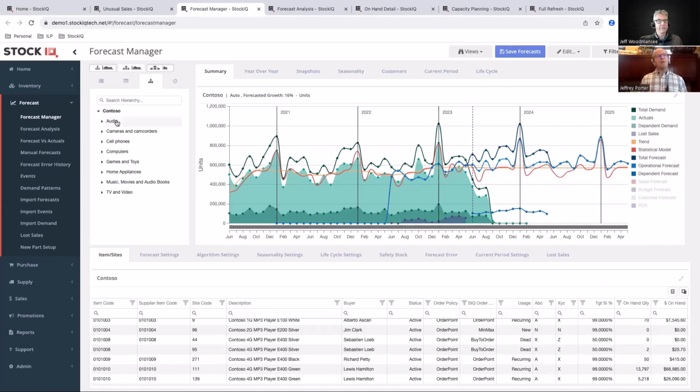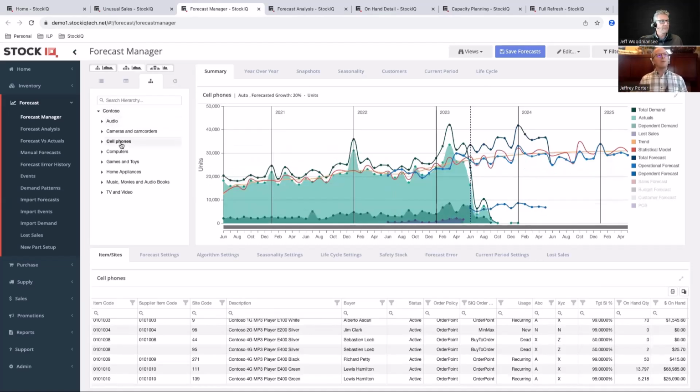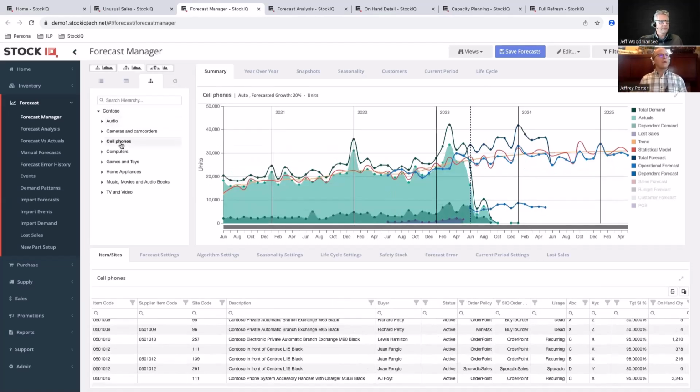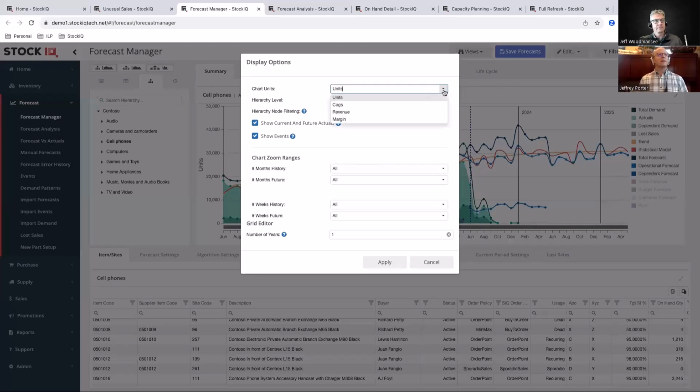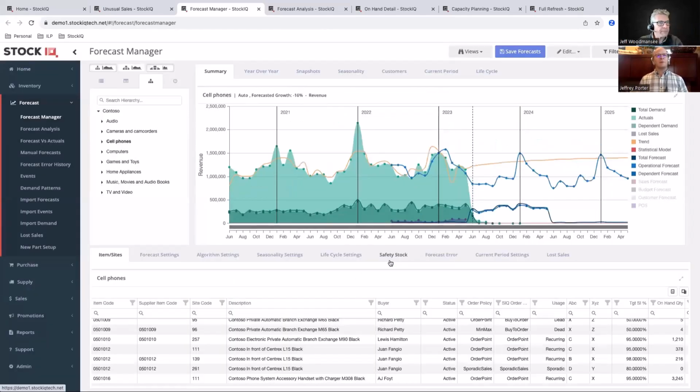Now, in that grouping, if I want to see what the overall total sales were in the trend, you can see forecasted growth up here for my cell phone category is sitting at 20%. I'm displaying in units, but I also have the ability to say, you know what, let's display that in revenue. What's our revenue that's generating on this particular grouping?